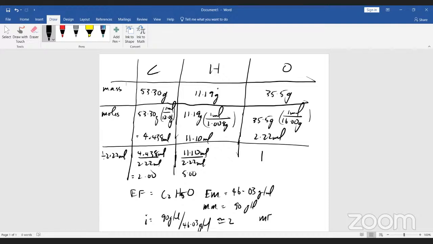All right. So what does that mean? That means that the molecular formula is equal to C2H5O multiplied by 2, which is the same thing as C4H10O2. All right. And that's basically it. So that's a typical combustion analysis question along with determining empirical and molecular formula and all that good stuff. All right. Okay, any questions about this example? Any questions?